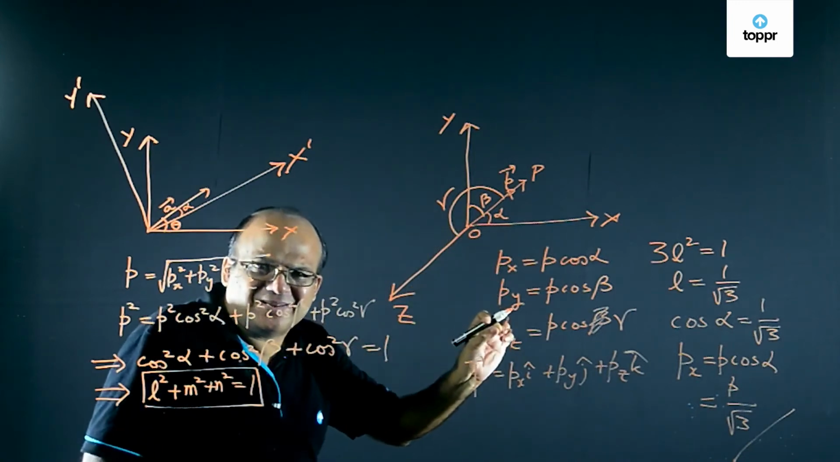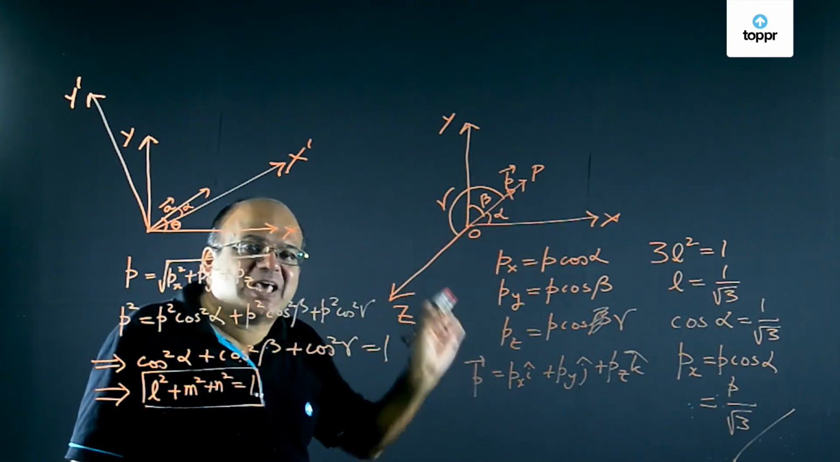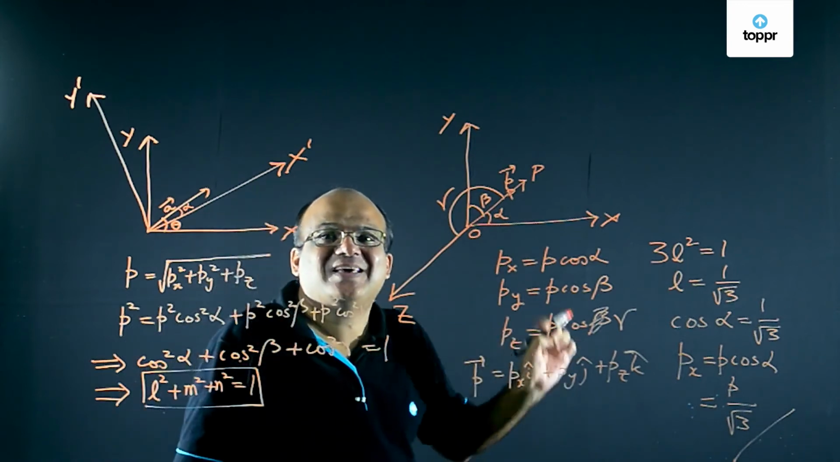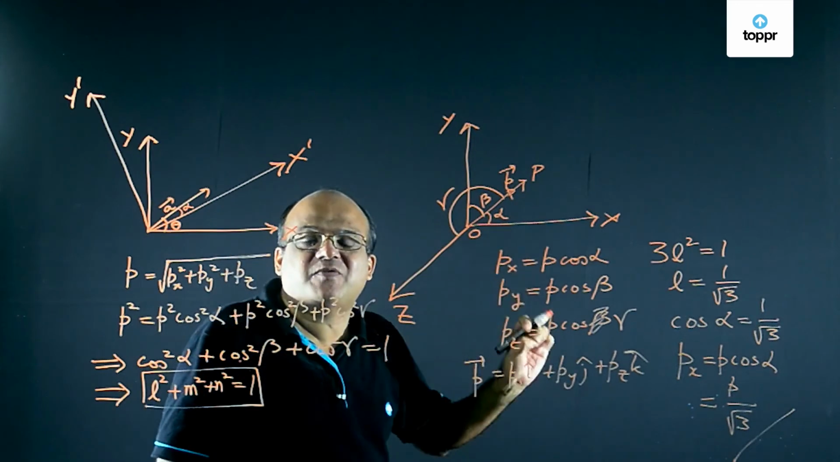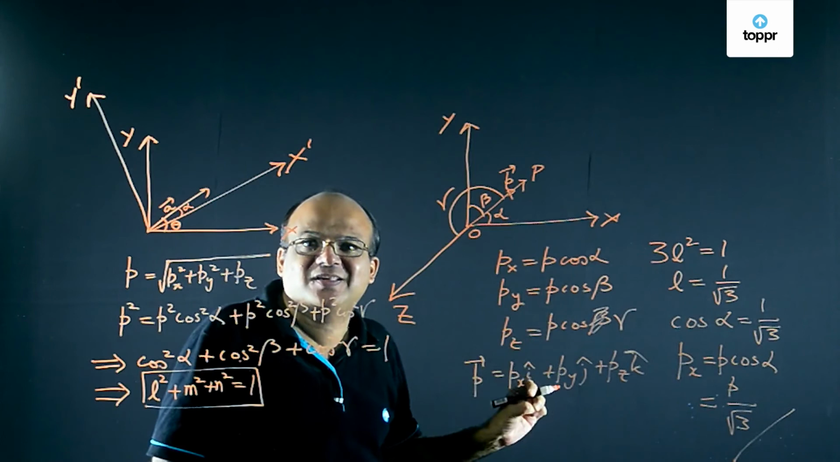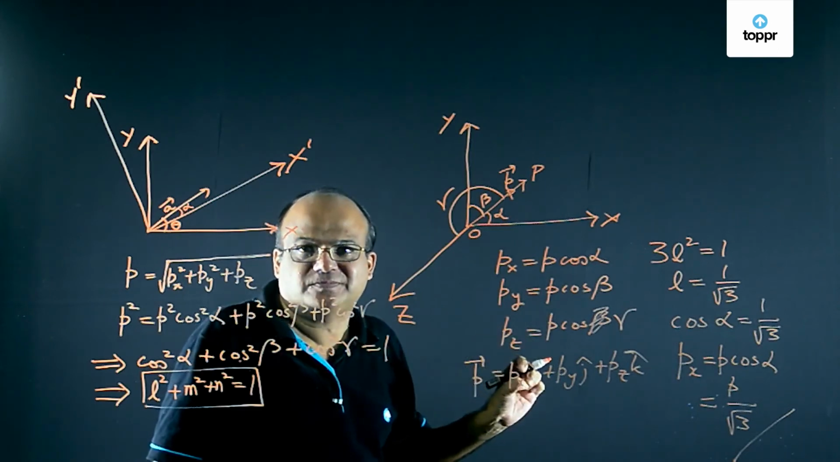So remember, L square plus M square plus N square is equal to 1. Sum of these squares of the direction cosines is equal to 1.